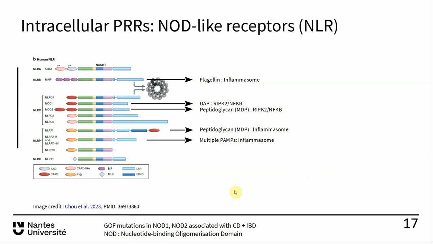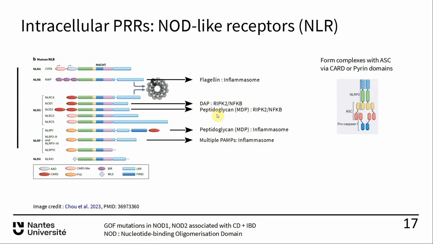So DAP, that's diaminopimelic acid, so it's in the peptide crosslinks in peptidoglycan. MDP is the muramyl dipeptide, the NAM-NAG repeats that make up peptidoglycan. So 2 different NOD-like receptors can recognize this, and NLRB recognizes bacterial flagellin. So if you've got intracellular bacteria, you get activation of NOD-like receptors.